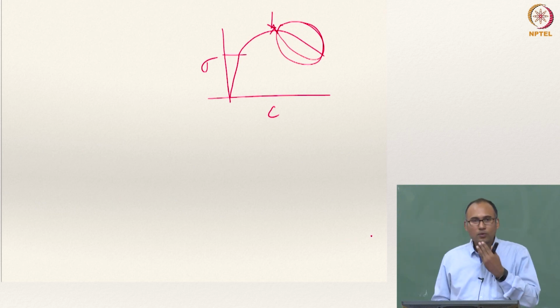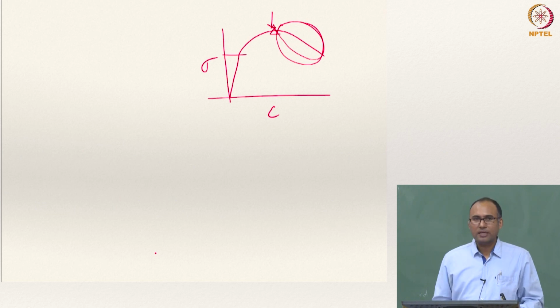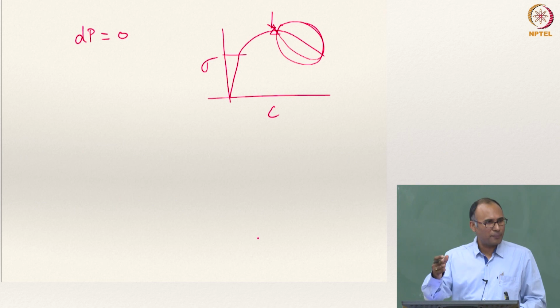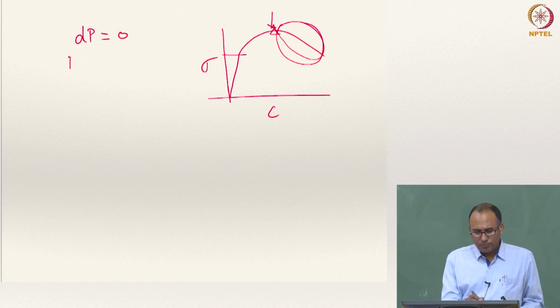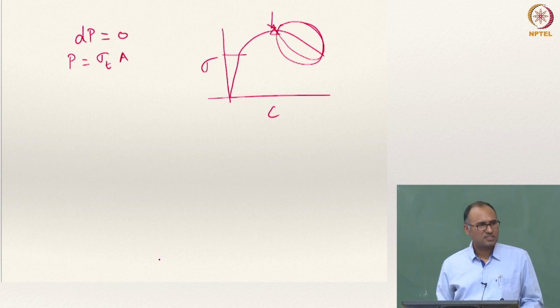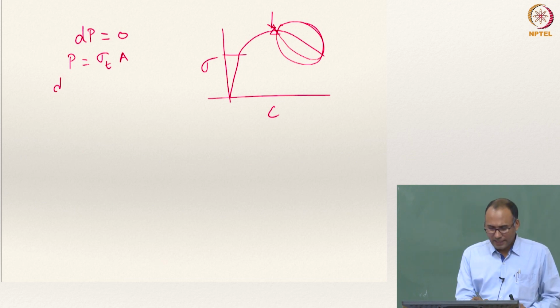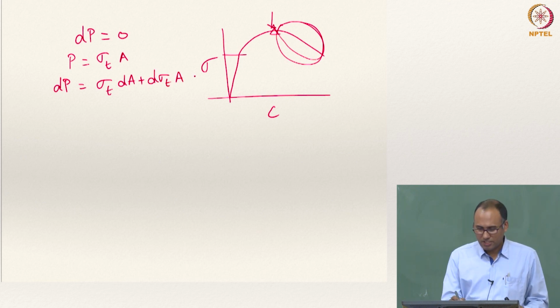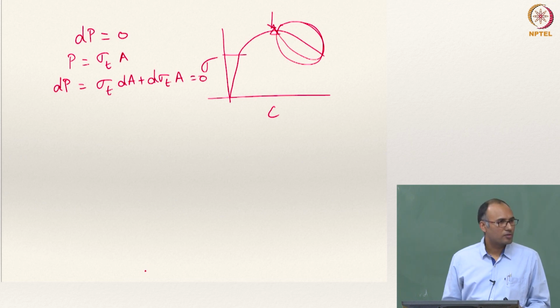Now, from the load perspective, you can write this as dP equal to 0. That's a peak point, right? You can write P equal to sigma T times A. Is that acceptable? Yes, that's what we have learned. So I can write the variation of P as sigma T dA plus A d sigma T must be equal to 0.